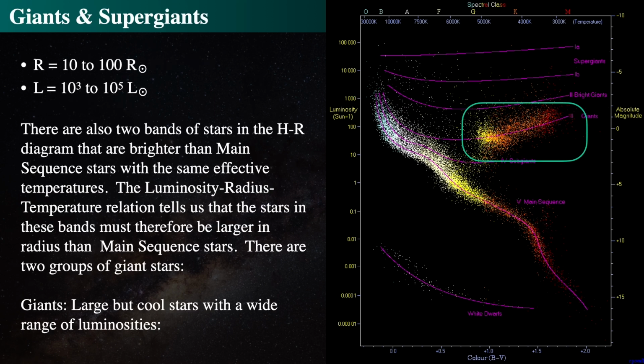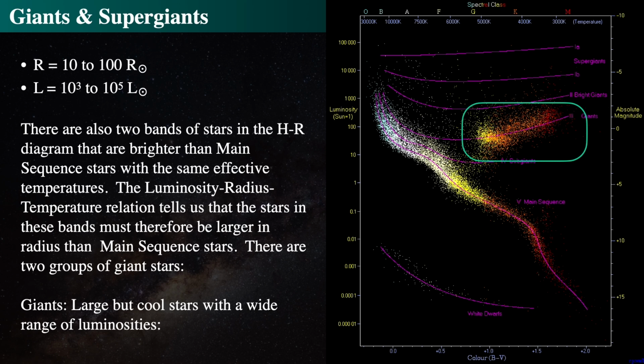The next group is called the giants and supergiants. There are basically two main bands of stars in the HR diagram that are brighter than main sequence. They have the same temperatures as main sequence stars, but they're brighter. So they must be larger, and that's what the luminosity-temperature relation says: for the same temperature, if one star is more luminous than the other, it must be bigger. And so remember, luminosity is measured because of the absolute magnitude.